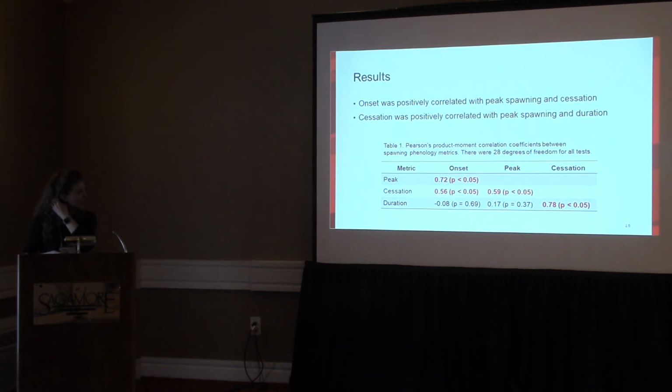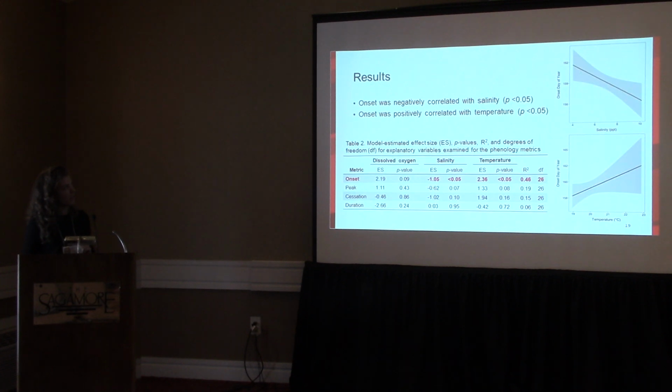Looking at the Pearson's product-moment correlation, onset was positively correlated with peak spawning, and cessation was positively correlated with peak spawning and duration. I won't go into the nitty-gritty of that. And then looking at the relationship between spawning phenology metrics and abiotic variables, onset was negatively correlated with salinity, which you can see in the top plot, and then onset was positively correlated with temperature.